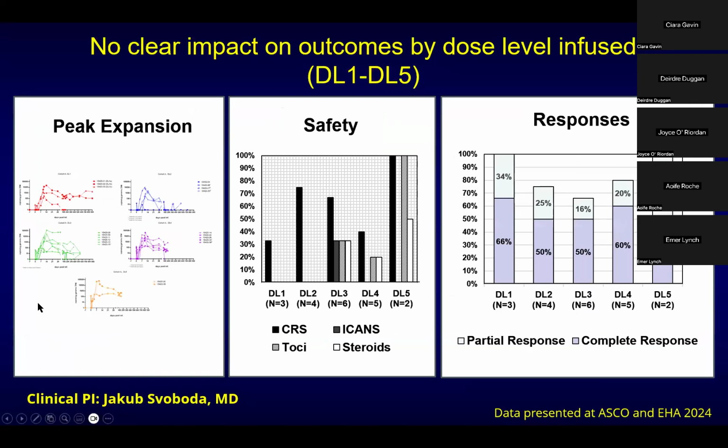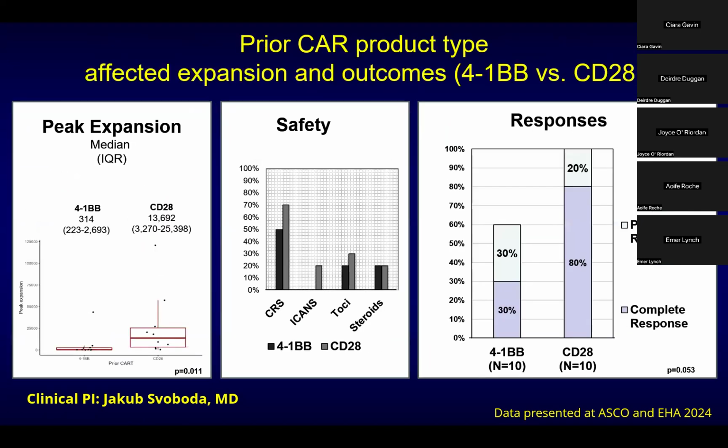If we look at the peak in vivo expansion by dose level, there doesn't seem to be a change. And we did see a couple dose-limiting toxicities at dose level 5, so we have dose de-escalated. Now, this is important. Remember I said this is a living drug. There's no apparent difference in response rate by the dose level. So what counts more is quality, at least over this range of dose levels.